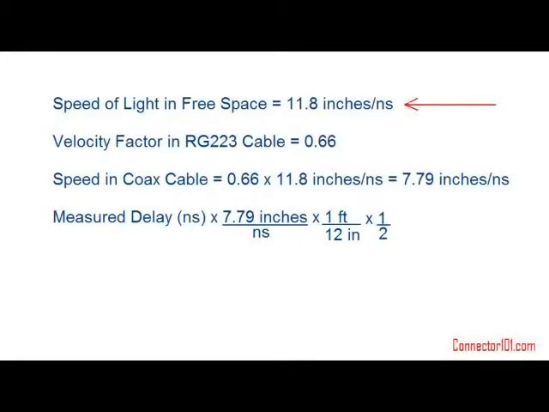So the speed of light in free space is approximately 11.8 inches per nanosecond. The manufacturer's datasheet indicates that the velocity factor of my RG223 cable is 0.66. To calculate the speed of the pulse in the coax cable, you multiply the velocity factor with the speed of light. The result is 7.79 inches per nanosecond.